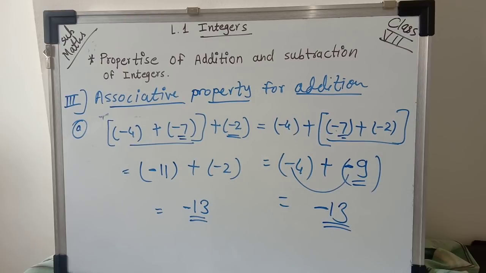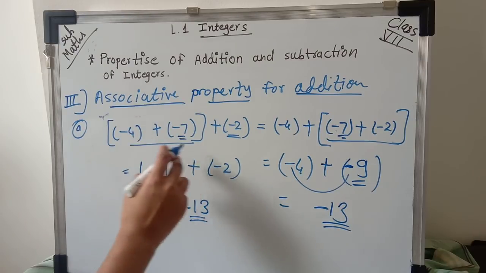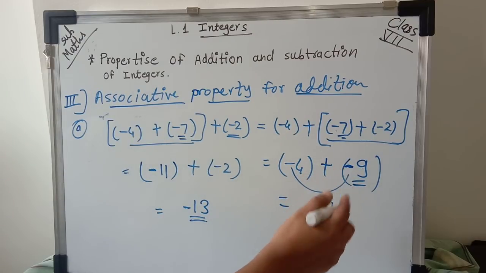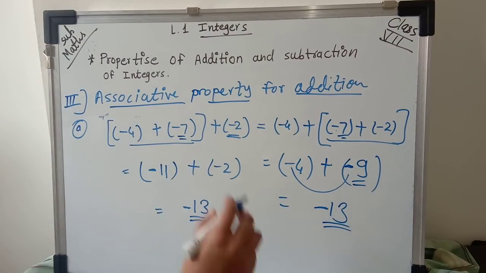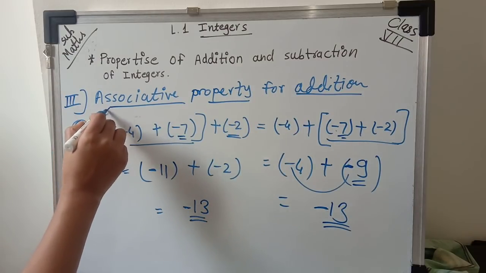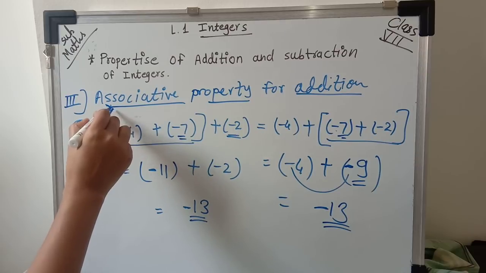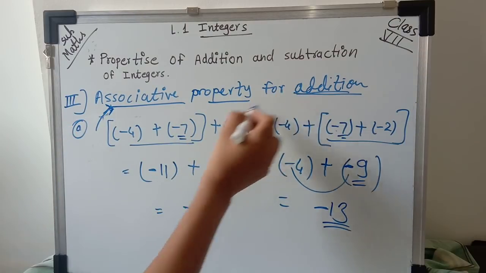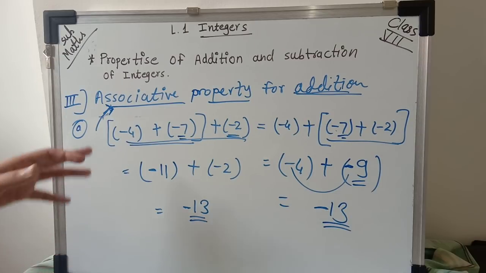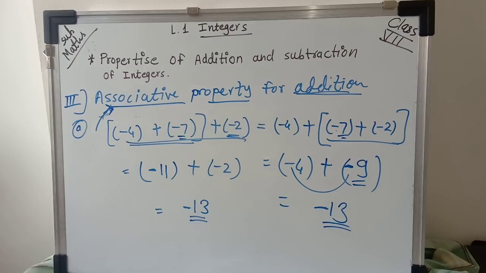So see students, here we have added three negative integers, and after changing their order also we got the same answer. So the addition of these three integers fulfills this property, so we can say this property is satisfied by the addition of integers. Now let's see the same property for subtraction. Let's see whether the group of integers, when we are doing their subtraction, satisfies this property or not.